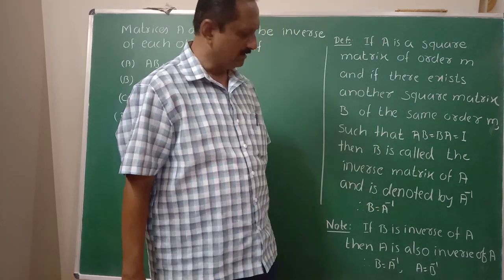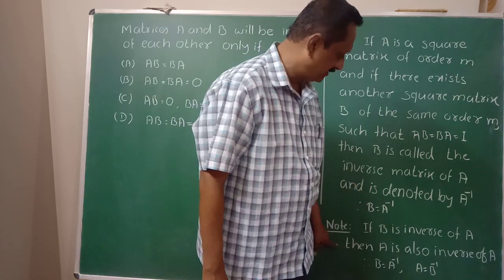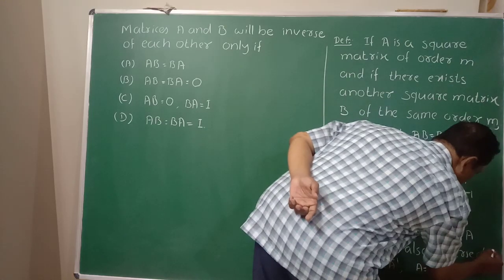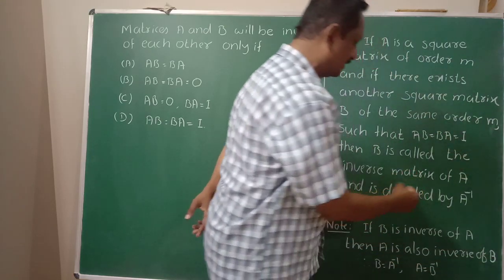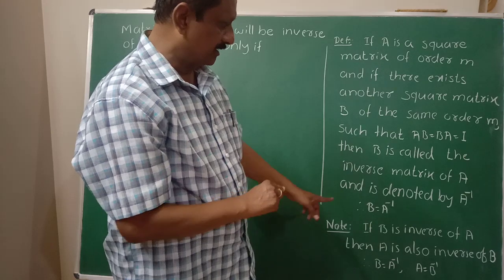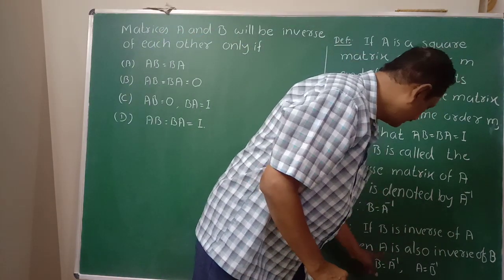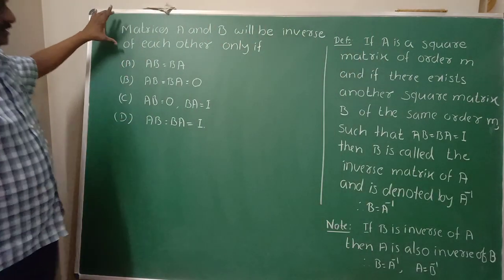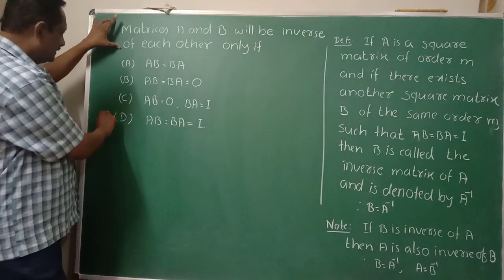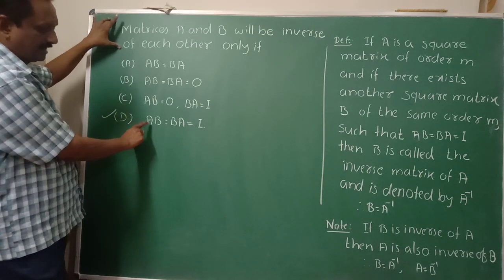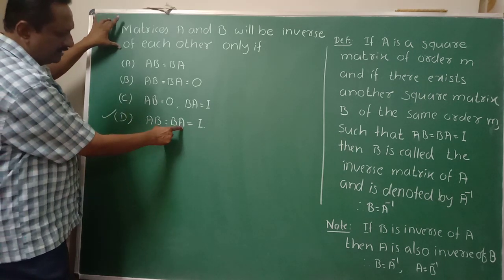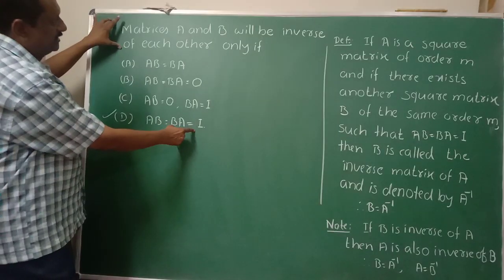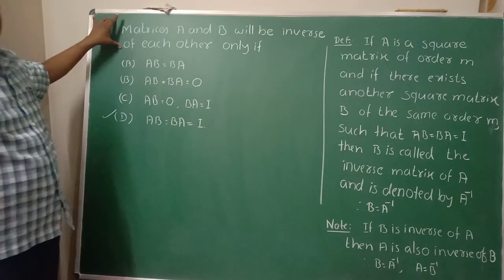One more thing to notice: if B is the inverse of A, then A is also the inverse of B. Therefore, according to this question, the fourth option is correct. If A into B is equal to B into A is equal to I, then only the inverse of the matrix exists.